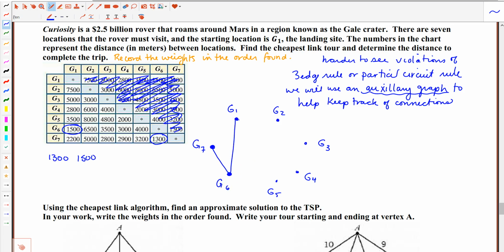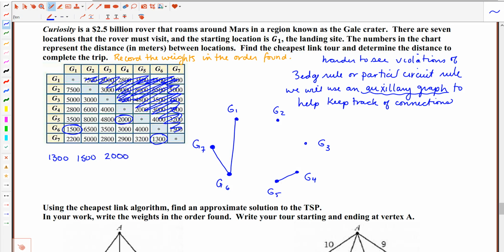Now from here on out, we're going to have to keep track of what we're grabbing so that we don't have a violation of the 3-edge rule or the partial circuit rule. The next lowest number after the 1500 would be what? Looking through all of these numbers, it looks like it's this 2000. Now this 2000 connects G5 to G4. Is there any problem if I connect those two vertices? Nope. We're going to go ahead and grab it, mark it, and record it.